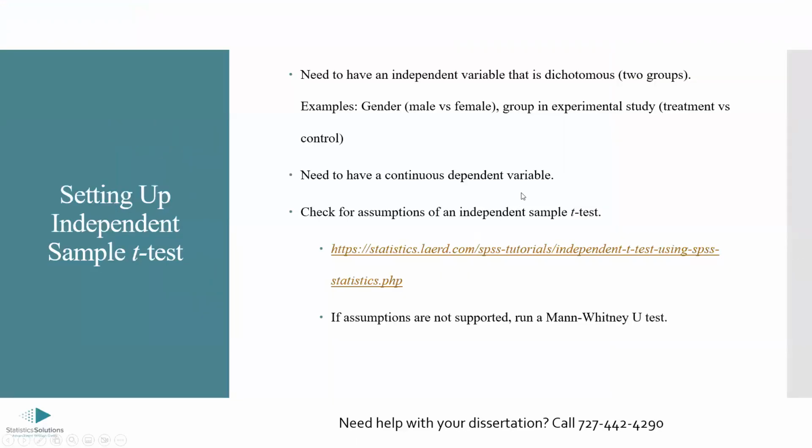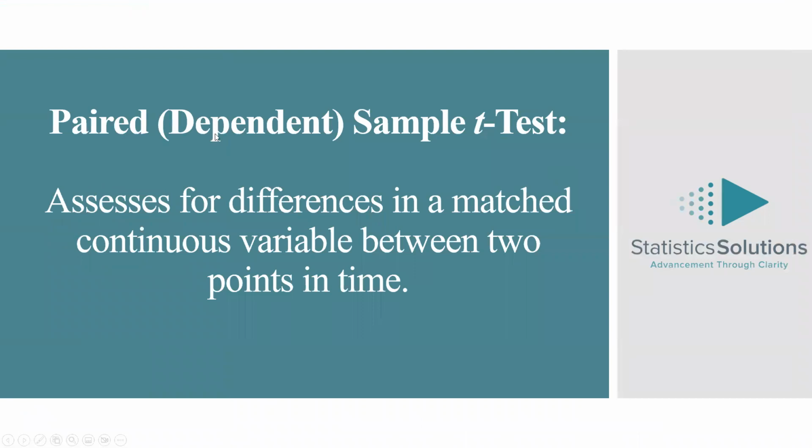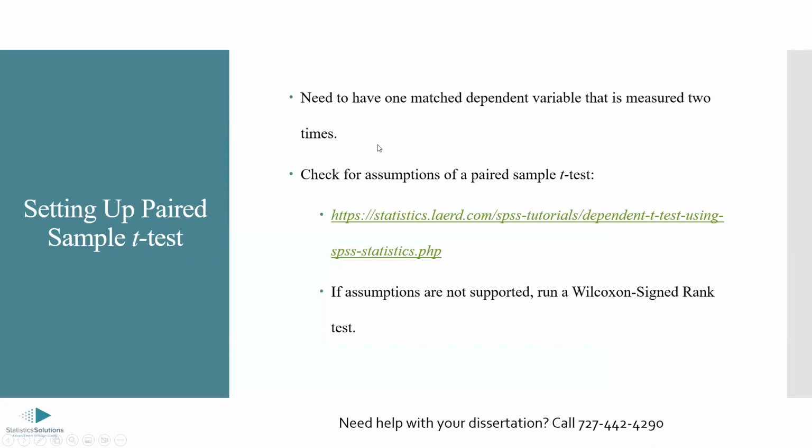Okay, so that is an independent sample t-test, and if the assumptions are not supported, then you can run a Mann-Whitney U-test. For a paired sample t-test, also called a dependent sample t-test, this is looking at differences in matched variables over time. So that's kind of just a fancy way of saying pre-test and post-test. Assuming you have a pre-test, then potentially an intervention, and then a post-test. Okay, the requirement for this is that you have one matched dependent variable that is measured 2 times. It can't be 1 time, it can't be 3 times, it's specifically 2 times.